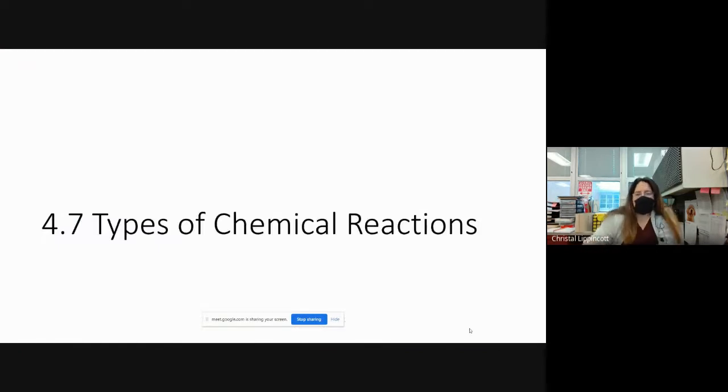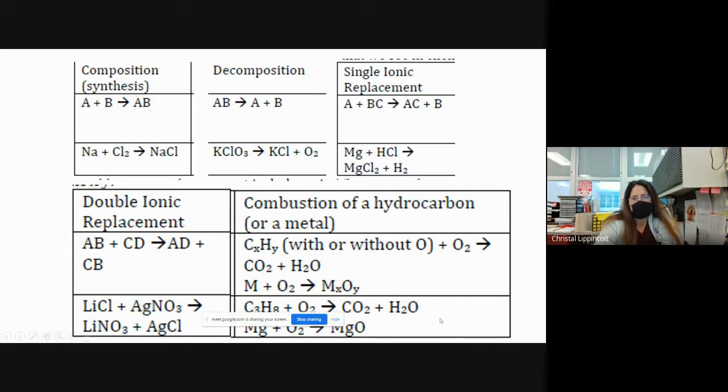All right, 4.7 is types of chemical reactions. We've touched on some of these already. We've talked about different types of reactions. This is kind of a review of one of the previous units. But we have composition or synthesis. I typically call it synthesis. It's where you take two things and bring them together into one. Decomposition then is where you take one thing and break it down into two or more things.